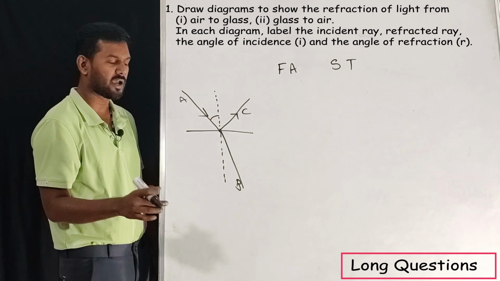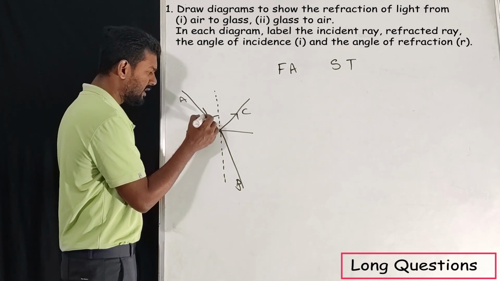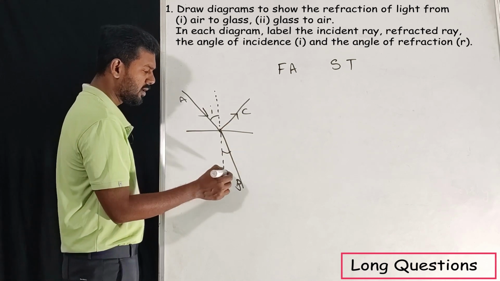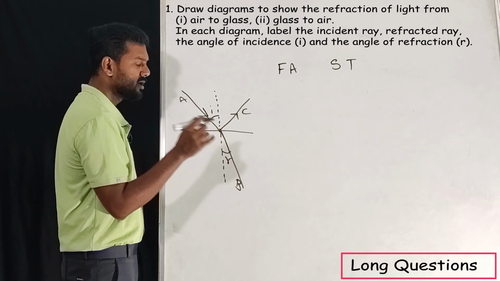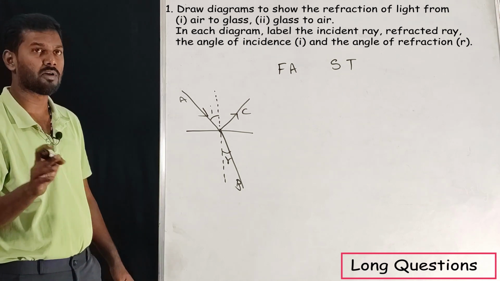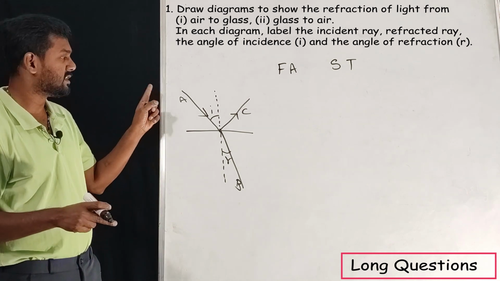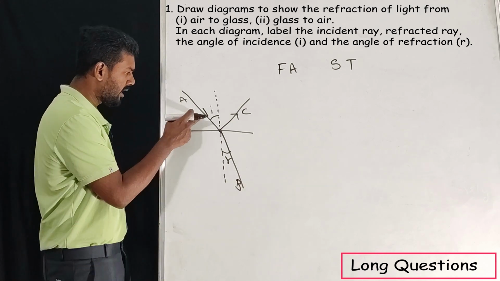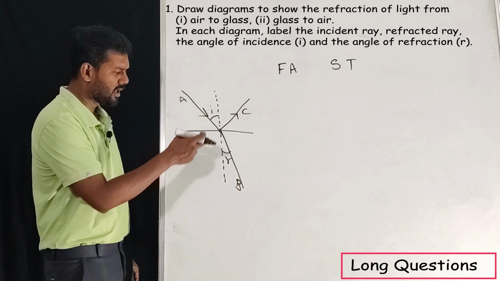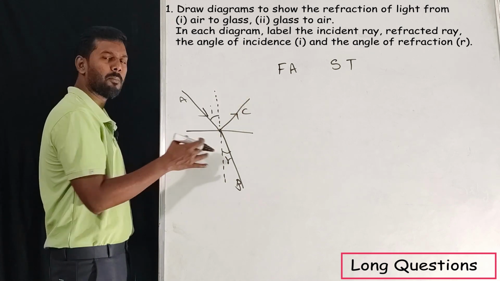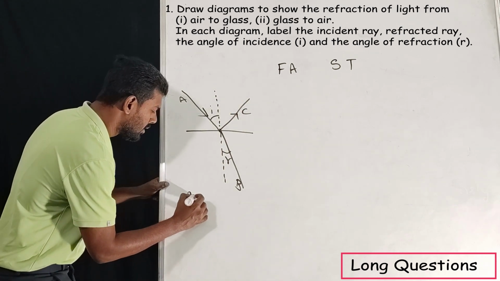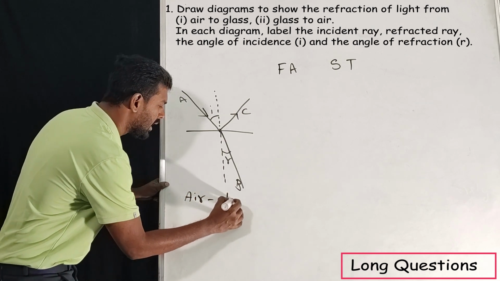I am just going to draw the diagram. So the angle between the incident ray and the normal is I, the angle between the normal and the refracted ray is R. That's it. This is what they require. They are asking to write which is the incident ray, which is the refracted ray, all those things. So you are going to write it here: A, incident ray, B, refracted ray, C, partially reflected ray. Now this is for air to glass.